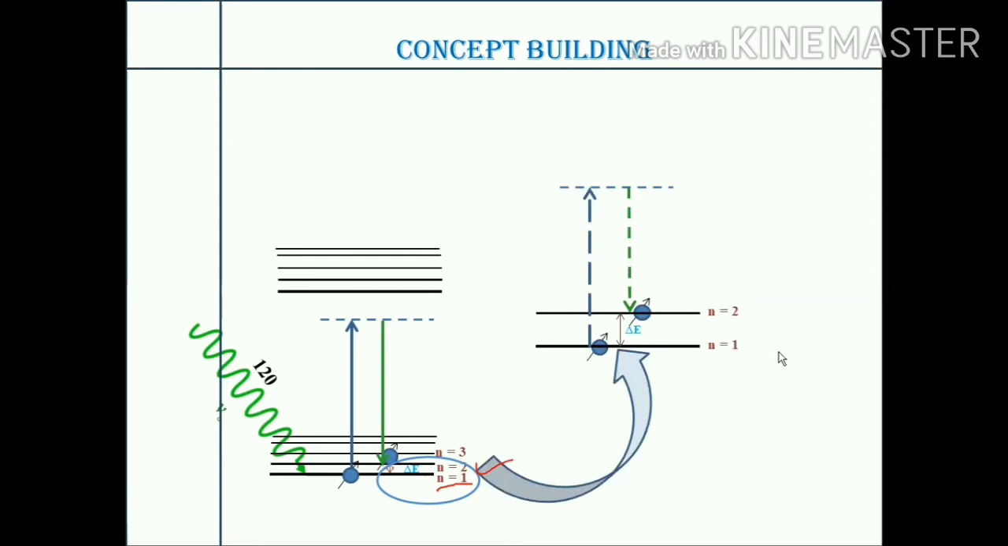Now there is one important point over here. This change in energy is also known as wave number displacement, which will actually be helpful to us while solving our numericals based upon Raman spectroscopy.